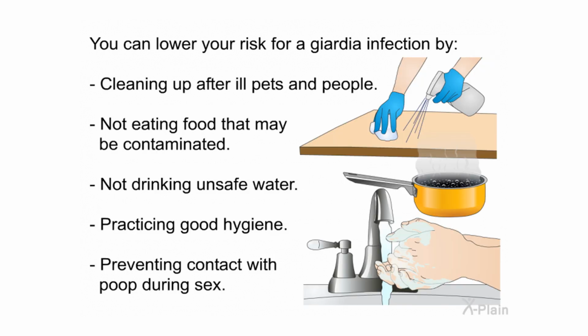You can lower your risk for a Giardia infection by cleaning up after ill pets and people, not eating food that may be contaminated, not drinking unsafe water, practicing good hygiene, and preventing contact with poop during sex.